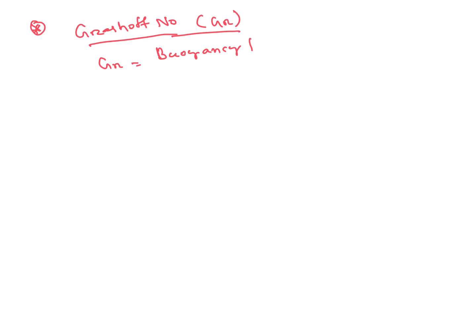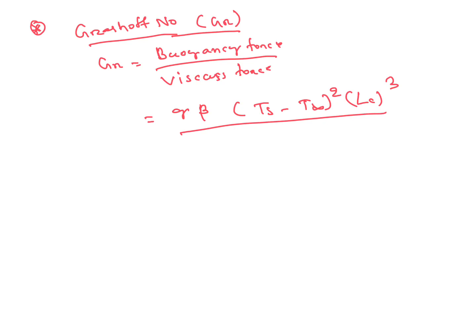Next number is Grashof number. This is also important. Grashof number or Gr. Gr is buoyancy force by viscous force. This one was already asked in ISRO examination. And Grashof number is very, very important for free convection.